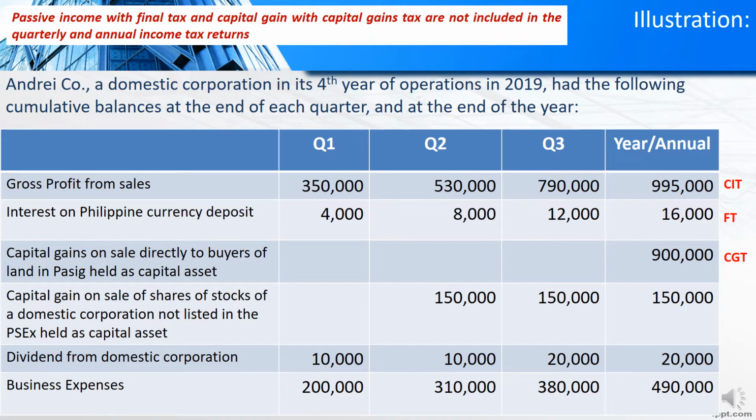Capital gain on sale of shares of stocks of a domestic corporation not listed in the Philippine Stock Exchange and held as capital asset is subject to capital gains taxation. Dividend from domestic corporation is a passive income subject to final income taxation. Business expenses are allowable deductions under corporate income taxation. After classifying the items of income and expenses, we have determined that only the gross profit from sales and the business expenses will be included in the preparation of the quarterly and annual income tax returns of Andre Company.